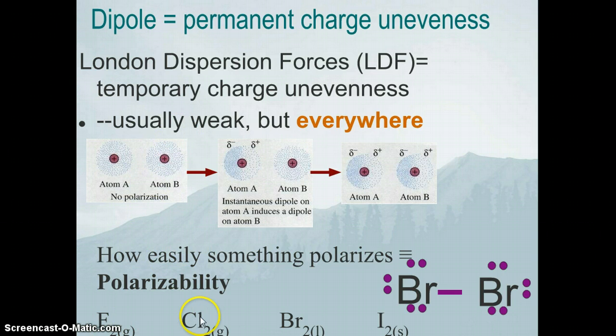And fluorine and chlorine, so these are all our halogens. Fluorine and chlorine are gases at room temperature. Bromine is a liquid at room temperature. Iodine is a solid at room temperature. And again, in all of these cases, these molecules have no permanent dipole moment.